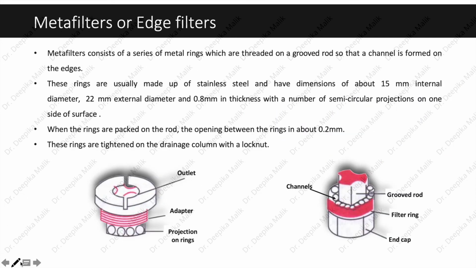Now let us see what metafilters or edge filters are. Metafilters consist of a series of metal rings which are threaded on a grooved rod so that a channel is formed on the edges, as you can see in the diagram. These rings are usually made of stainless steel and have dimensions of about 15 mm internal diameter, 22 mm external diameter and 0.8 mm in thickness, with a number of semicircular projections on one side of the surface. When these rings are packed on the rod, the opening between the rings is about 0.2 mm. These rings are tightened on the drainage column with a lock nut or end cap.